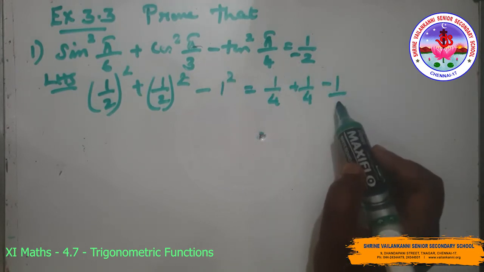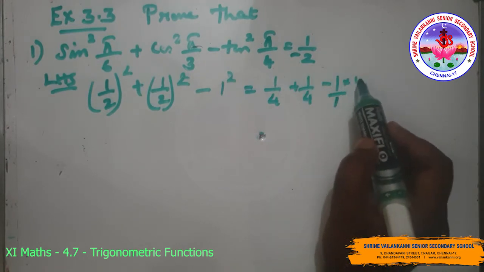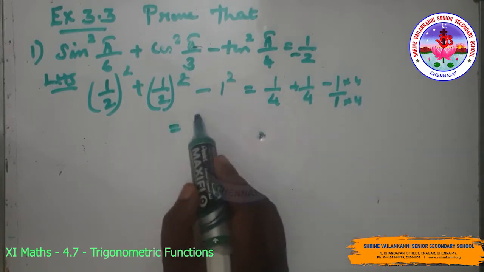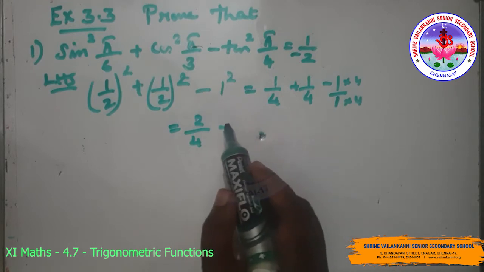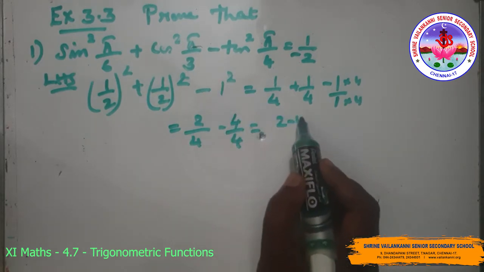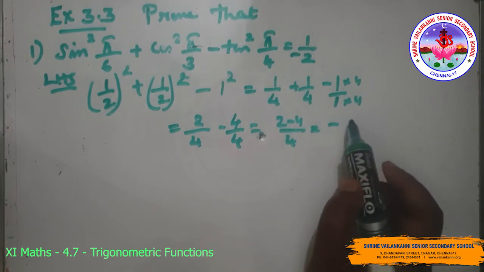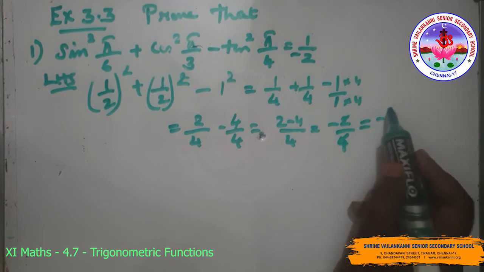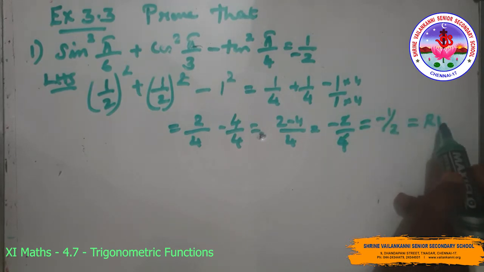So taking LCM, 4 into 4. So 2 by 4 minus 4 by 4. So 2 minus 4 by 4 which is minus 2 by 4 which is minus half, which is equal to the right hand side.